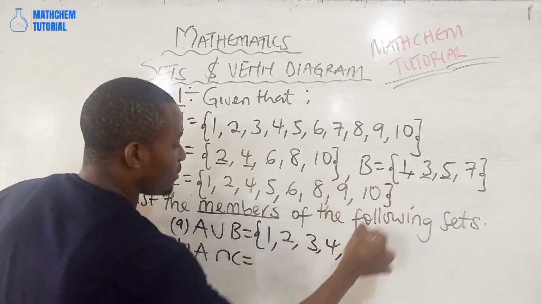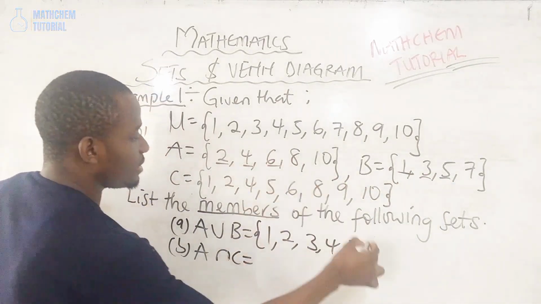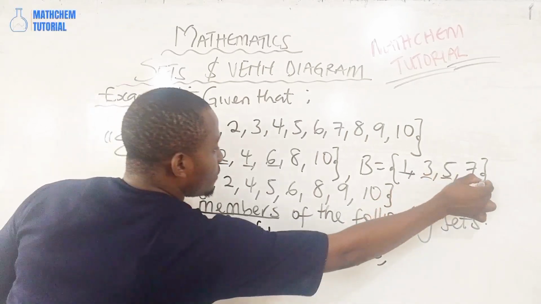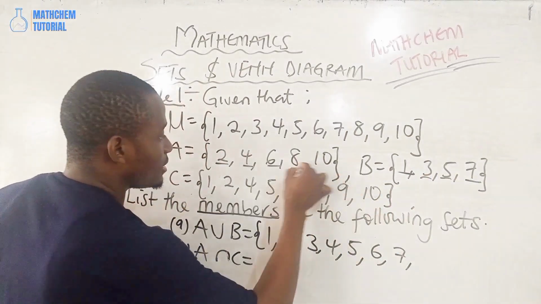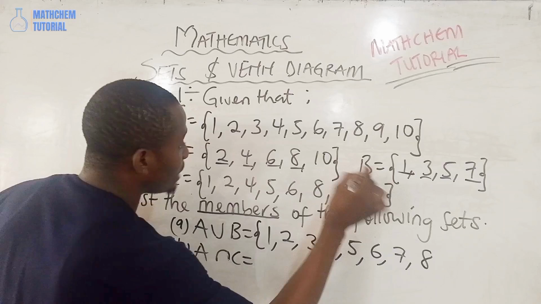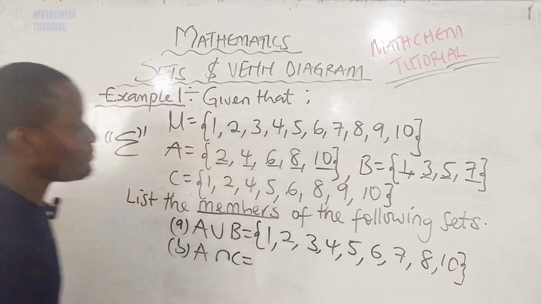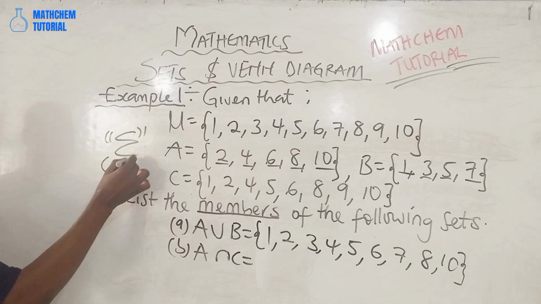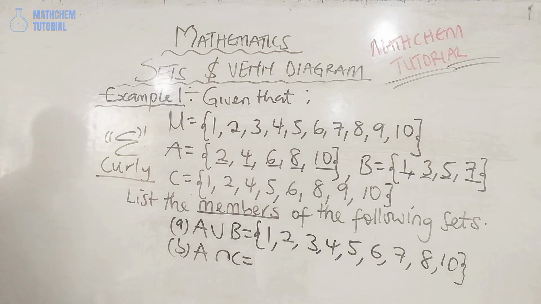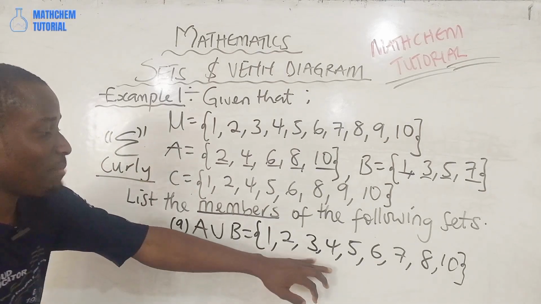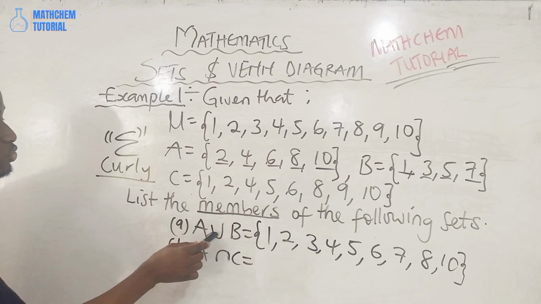5 is here, then I'll write 5. We have 6, I'll also write 6. We have 7, I'll write 7. 8 here, I'll write 8. Then no 9, but we have 10, so I'll write 10. So I'll close the curly bracket. Curly is spelled like this, curly bracket. So these are the members or elements of A union B.